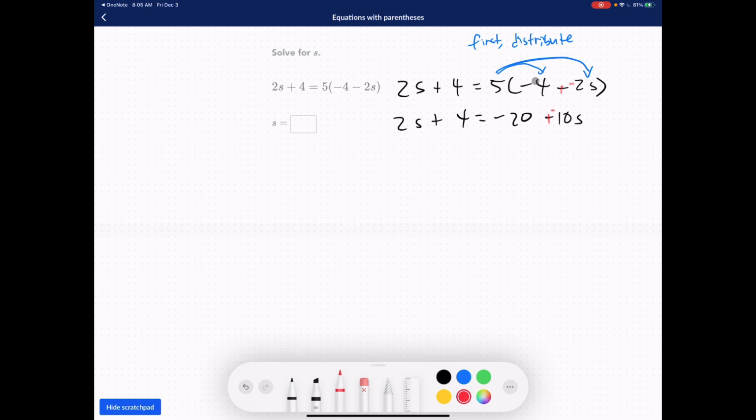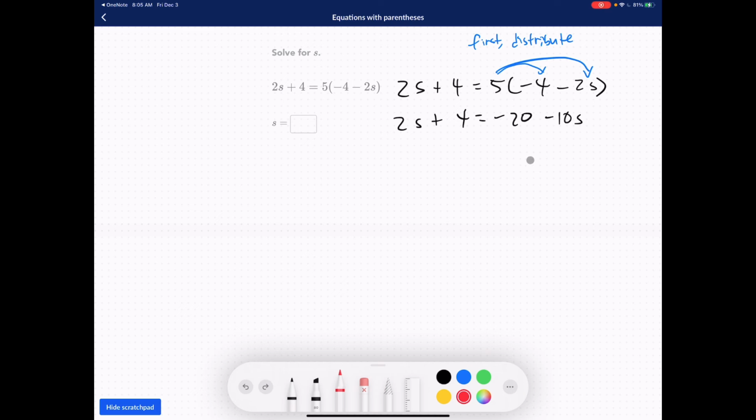Because look, negative 2 times negative 2s is a positive, so we have subtraction. When we add a negative, 5 times negative 2s is negative 10s. The plus sign is the same thing. So you can change this into adding a negative, or you can just keep the subtraction sign, which I chose to do. After you distribute, you can now go ahead and solve the problem.